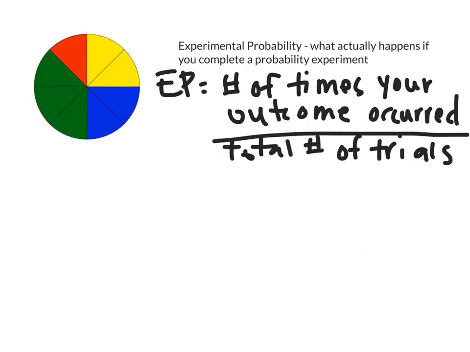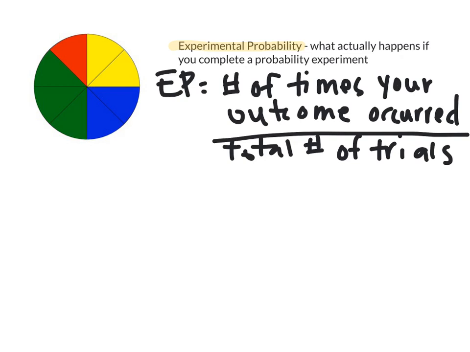The other type of probability that we need to know about is experimental probability. If theoretical probability is what we think or expect to happen, the experimental probability is what actually happens if you go through and do a probability experiment, like spinning this spinner 10 times. So experimental probability can be written as the number of times your outcome occurred over the total number of trials.